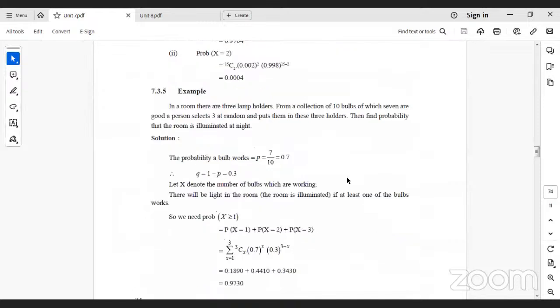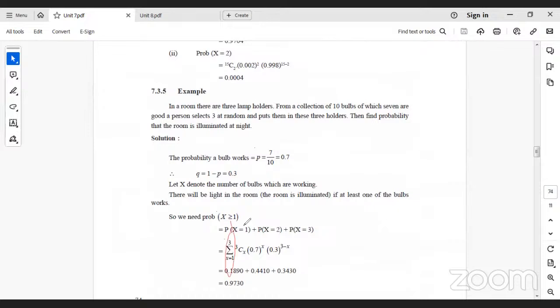Let X denote the number of bulbs that are working. There will be light in the room if at least one of the bulbs works. So we need X greater than or equal to 1, that is P of X equal to 1 plus P of X equal to 2 plus P of X equal to 3. We write X up to 3 because we are selecting 3 bulbs at random and putting them in the 3 holders.